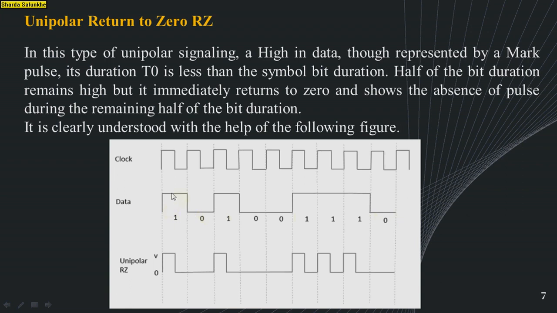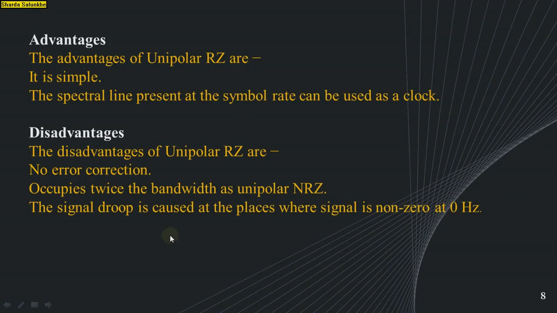Similar data is taken as an example: 10100001110. So 1 is represented by a half bit duration pulse and a half bit duration of 0, and 0 is represented as no pulse. Again, 1 is represented as a half positive pulse, and 0 as no pulse. So this is the unipolar return to 0 code.